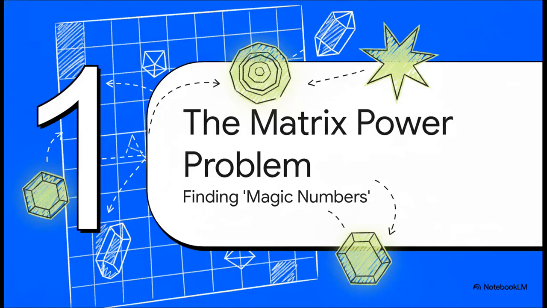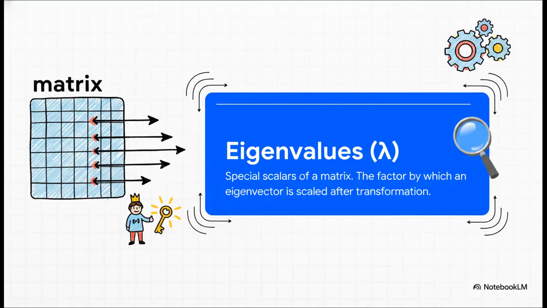To unlock this shortcut, we first need to find a few key ingredients, and they're hidden right inside the matrix itself. You can think of them as the matrix's magic numbers, its secret code. And these numbers reveal its most fundamental properties, the same properties that help us understand everything from how Google ranks websites to how to build a stable bridge. These numbers are called eigenvalues. You know, in German, the word eigen means own or characteristic. So these are literally the characteristic values of a matrix. They're the secret scaling factors that tell us exactly how that matrix stretches or shrinks things.